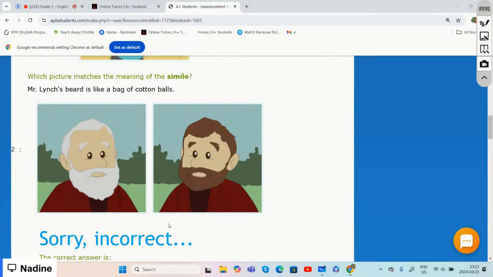All right. And if we were to interpret what that means, just think of a bag of cotton balls. Very furry, so it's almost like we are just taking the cotton balls and putting them on his beard to bring out the fluffiness in his beard.